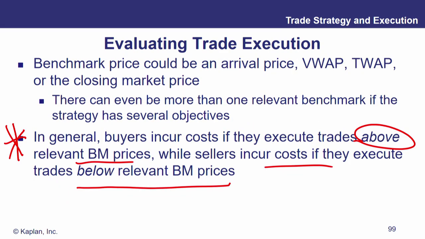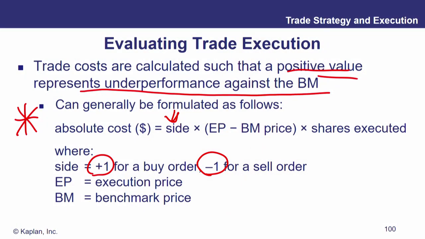And why? Because again, going back to here, buyers incur costs if they execute trades above the relevant benchmark, and sellers are going to incur costs if they execute trades below the relative benchmark prices. All we're doing is mathematically building what we're talking about. Okay, so we take a look at this absolute cost. It's the side. Remember the +1 or -1, depending on if you're a buyer or seller. You've got our friend execution price is back. Our benchmark price, again, the appropriate benchmark price is back. And now we're using number of shares actually executed. If we're going to look at trade execution, we need to figure out, did the shares actually execute?